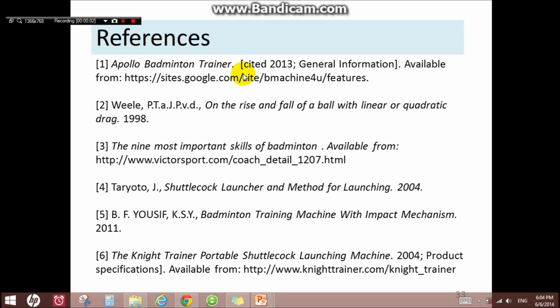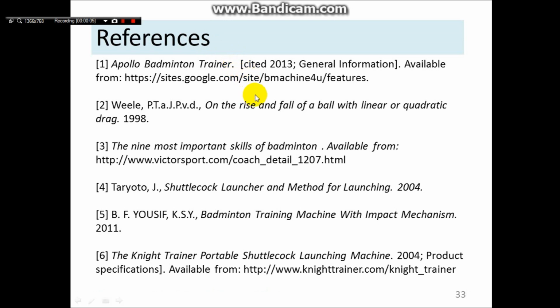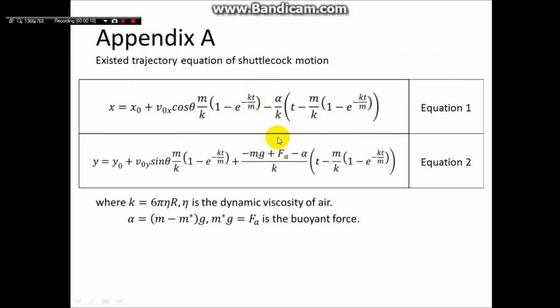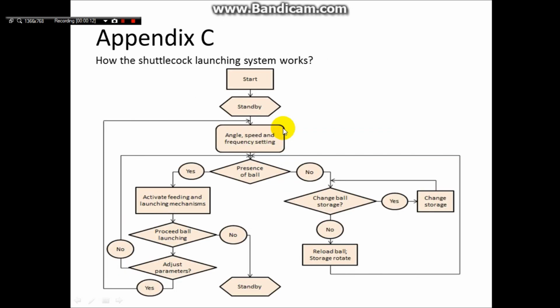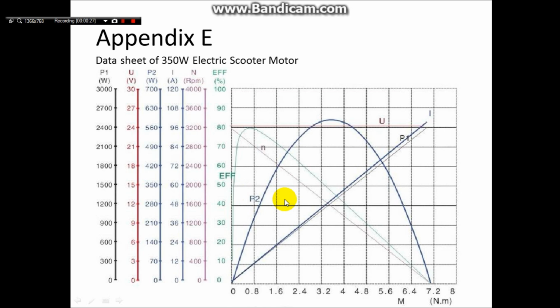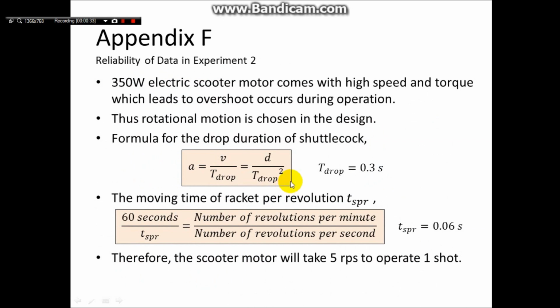So these are the references for this video slideshow, and these are the appendix: Gantt chart, the flow chart of the system. This is the time required for the intersection of racket and shuttlecock. This is the data sheet of the scooter motor used in the launching mechanism. This is the time calculation for the intersection between racket and shuttlecock.